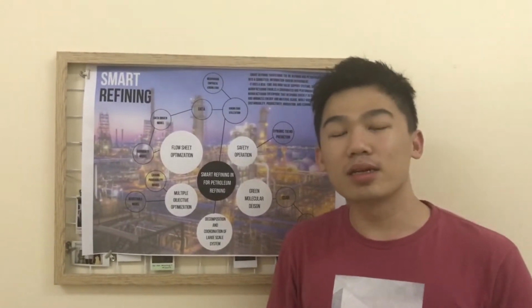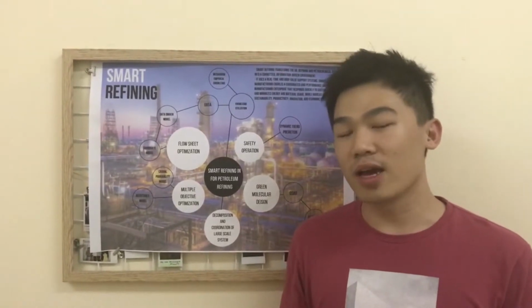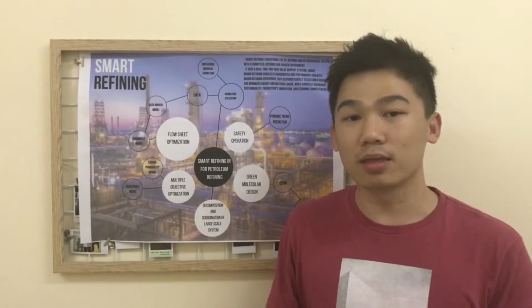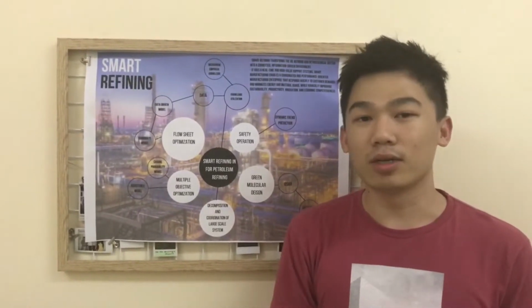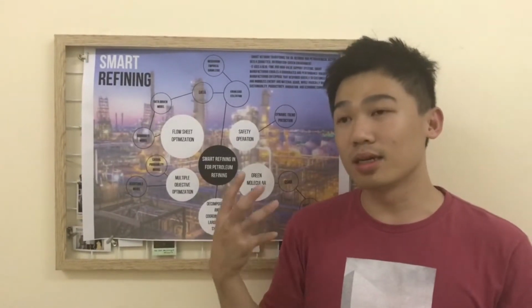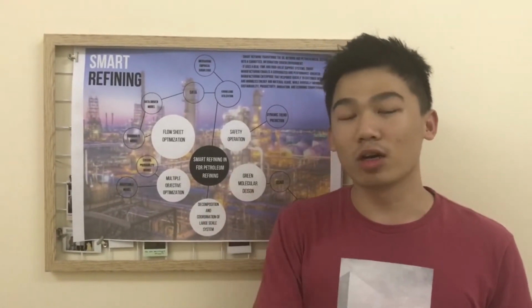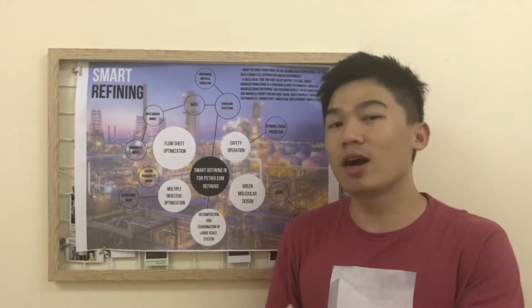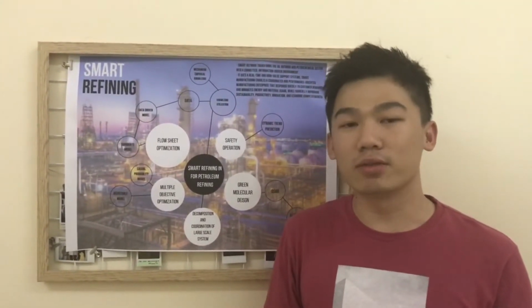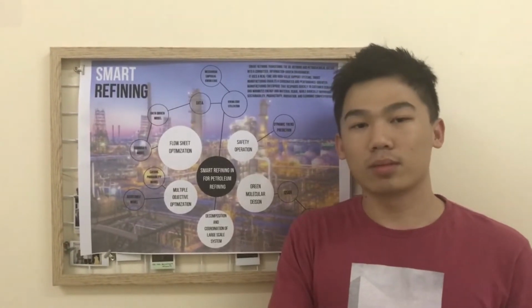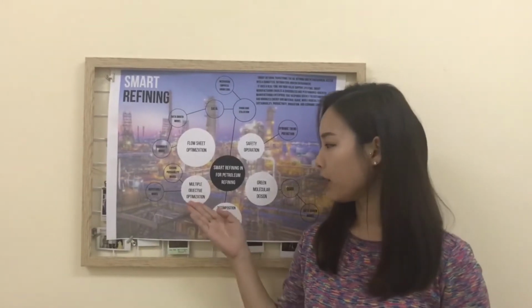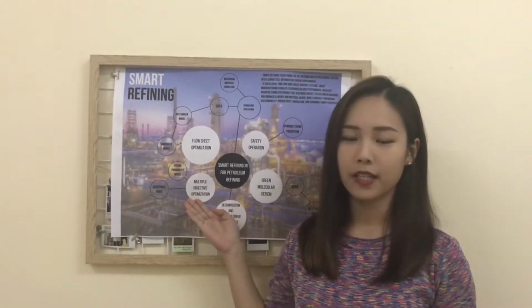we have to know the basic chemical knowledge for the refinery plant, as what we learn in our lecture, plant refinery. Because the knowledge we have learned from the course itself will definitely help us in solving the problems faced in refinery plant. In order to achieve smart refining in petroleum refining, multiple objective optimization is used.